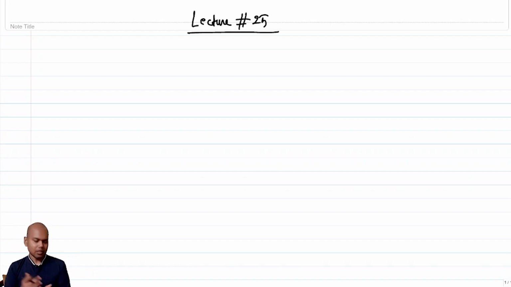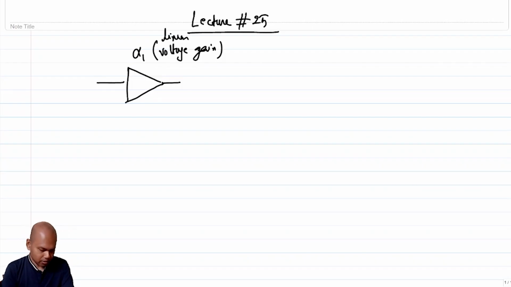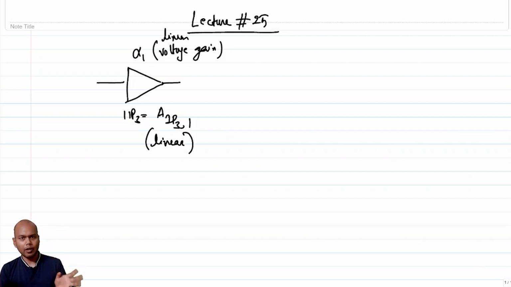IIP3 numbers. So what I am essentially saying is, let's say I have one amplifier which has a linear voltage gain of alpha 1, and it has an IIP3 of AIP31. This is again linear, not in dB, in linear.